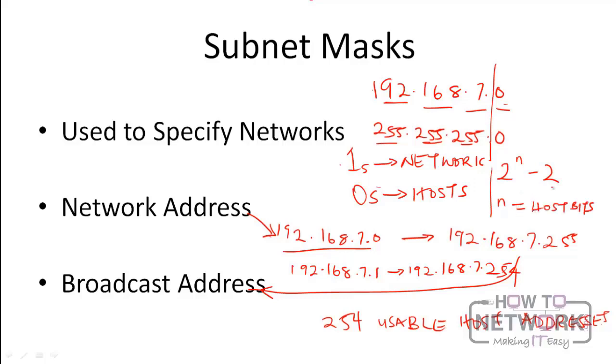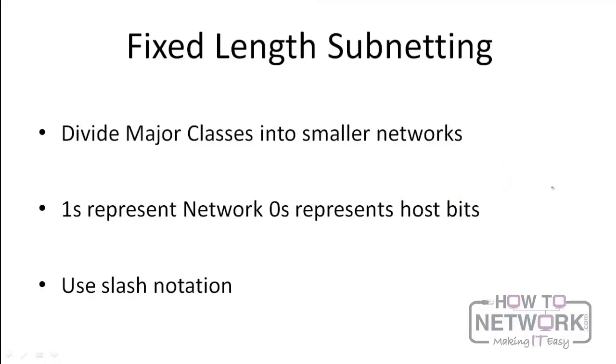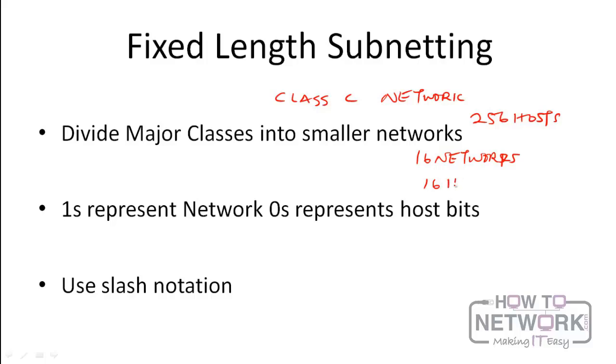Now let's move on to fixed link subnetting. Fixed link subnetting is when you try to divide a major classful network into smaller networks. So for instance, if you have a class C network, by default, a class C network has 256 addresses. But what if we need a smaller number of hosts and more networks? What if you want to have 16 networks with 16 hosts each? This is an example of when you use fixed link subnetting, because you have an equal number of hosts in each of the networks. And the way you do this is by adjusting the subnet mask of the IP addresses.